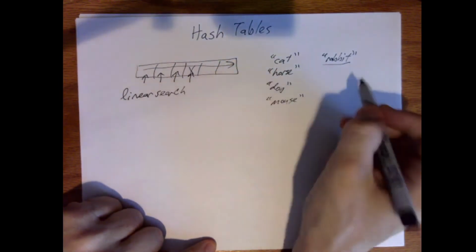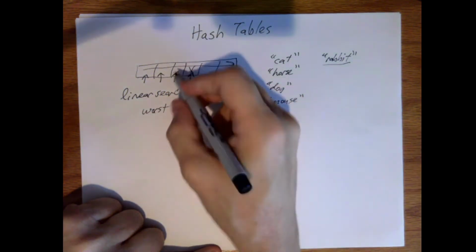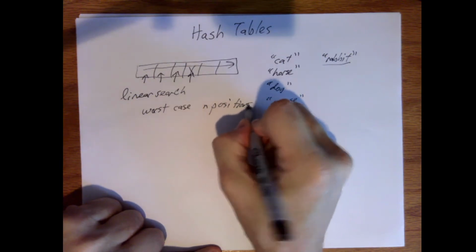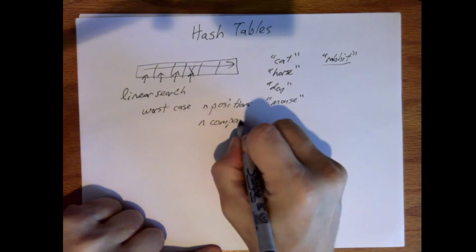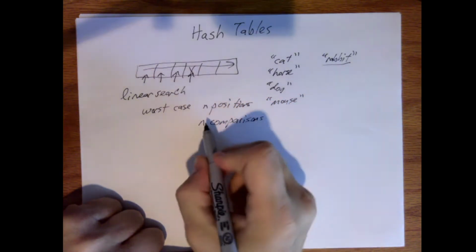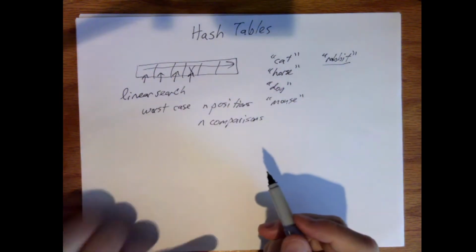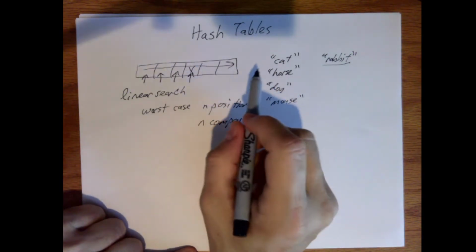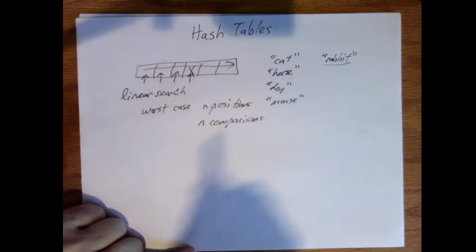So how many comparisons do I have to make, potentially? Well, in the worst case, if there's n positions in the array, then I have to make n comparisons. That is, I ask n different times, is this what I'm looking for? So that's one of your worst case scenarios in terms of what you could potentially have to do to find something in some type of data structure.